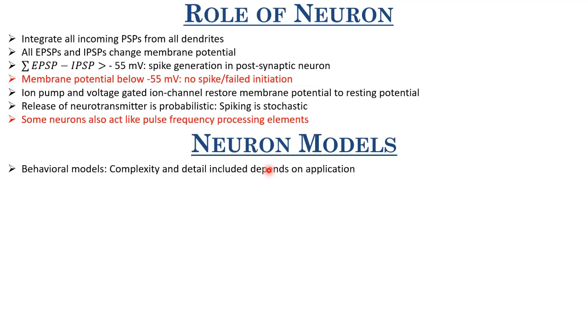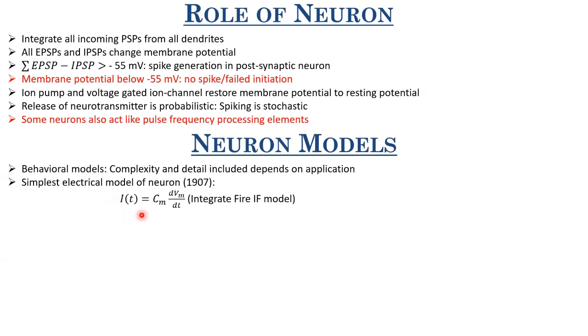One of the simplest neuron models is the integrate-and-fire model, which was discovered in 1907. It represents the neuron as a capacitive element, driven by the differential equation for capacitance, which is I(t) = Cm dVm/dt, where Cm is nothing but the capacitance of the neuron. The neuron membrane acts like a capacitor, and it integrates all the currents and fires a pulse or spike only if Vm, the membrane potential, is greater than Vth, and this Vth is about minus 55 millivolts for real biological neurons.